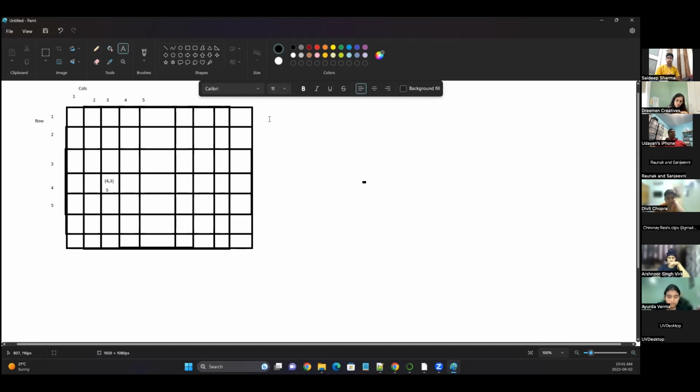RAM is basically a kind of a matrix, though I will not call it a matrix, but I will call it a singular one-liner kind of a thing. So we usually distribute it in the form of a row and column in your mind.